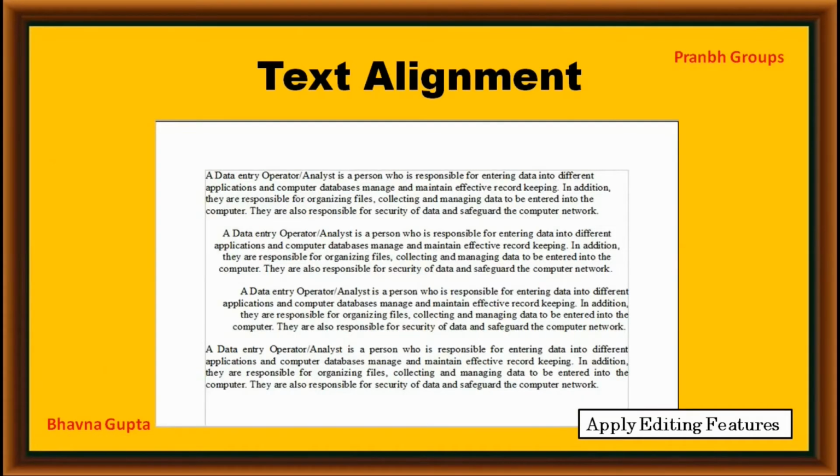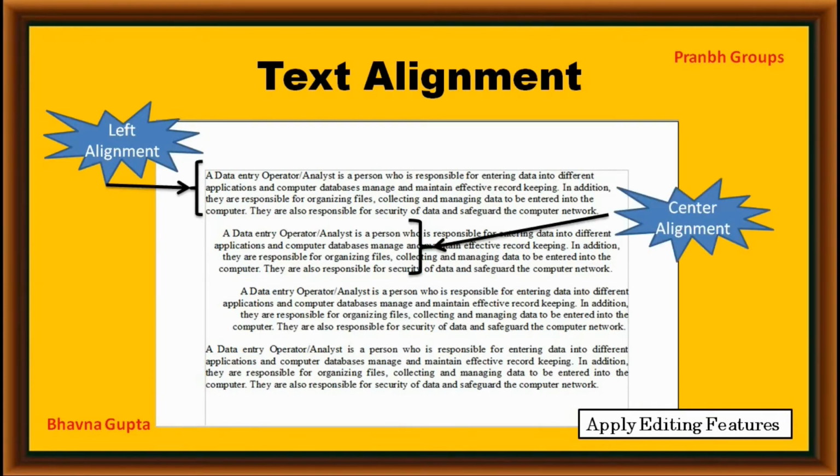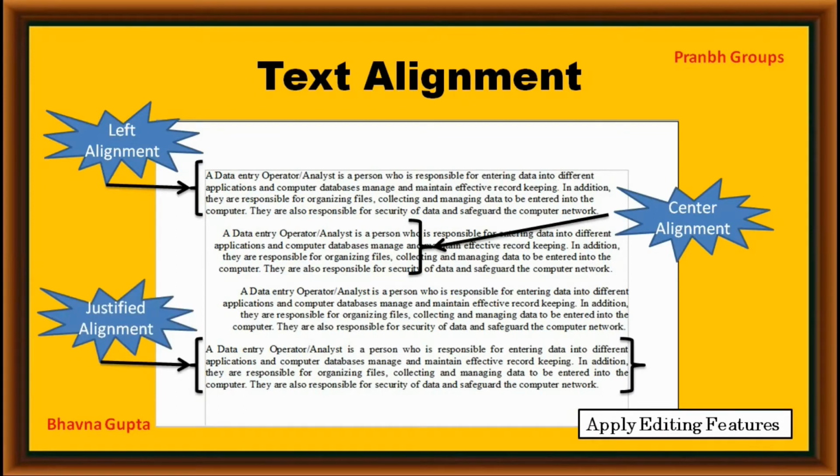Next one, text alignment. The text alignment refers to the text layout within a paragraph with respect to the document margin. Here are four types of alignment. First one, left alignment. This is the default alignment. Second, center alignment. Third, justify, and fourth one, right alignment.